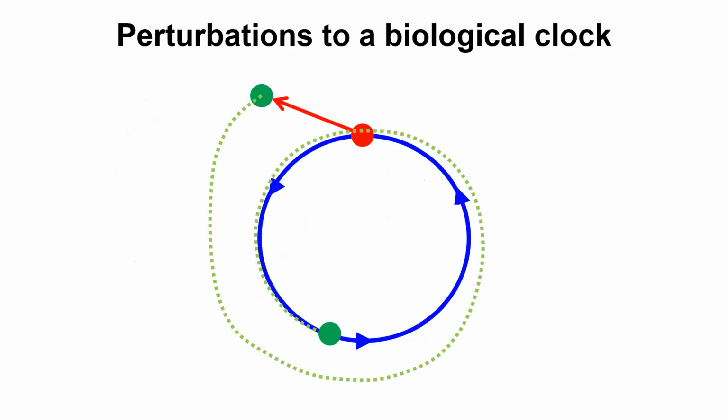But where it ends up back on the limit cycle might be a bit different from where it would have been had we not perturbed it. And so we've caused a phase shift. That's that delta phi that I've put there.